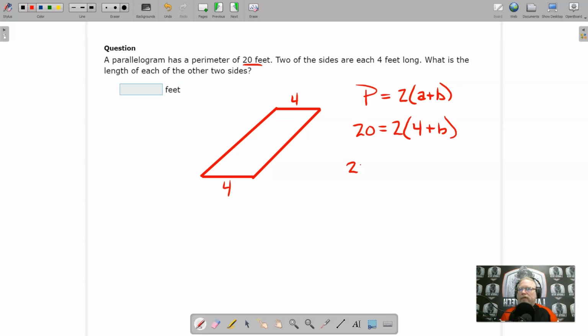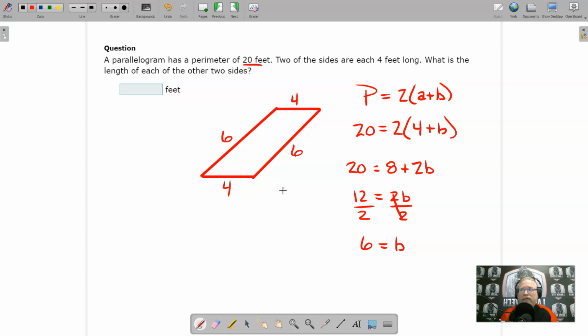So now I'm going to do 20 equals, let's distribute the 2 into the quantity of 4 plus b. 2 times 4 is 8, and 2 times b is 2b. Now let's go ahead and subtract 8 from each side. That should give us 12 equals 2b. And now the next step is to divide both sides by 2. The 2's cancel each other, leaving b on the right, and 12 divided by 2 is 6. So in this case, each of these sides are 6.